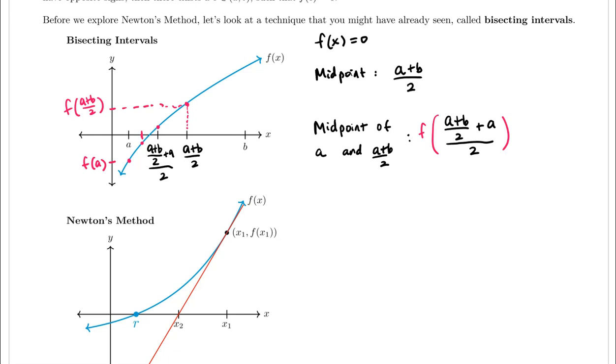So then I'd want to use these two as my new endpoints, and I can keep taking the midpoint and applying the idea behind the intermediate value theorem until we get an x value that we deem is close enough. So that is the idea behind bisecting intervals. I'm going to erase this because that's not actually the midpoint. I was illustrating that we could plug that into our function and get the y value for that. And we could keep going and going and going.